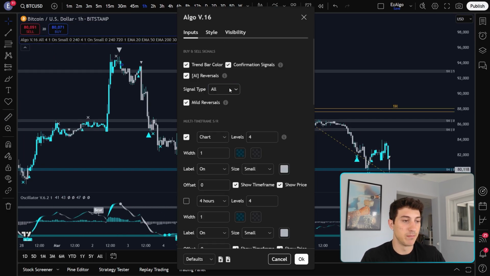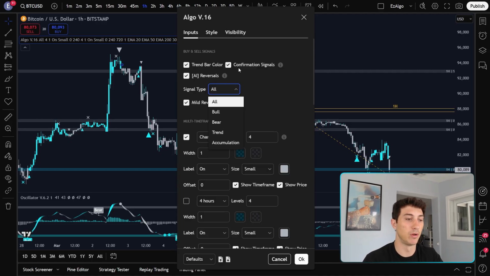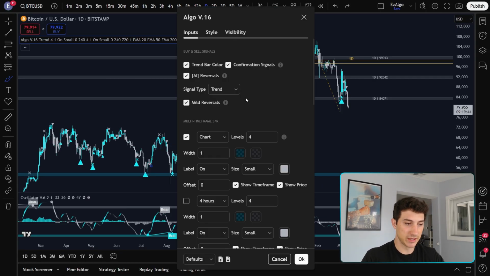Now, we have a bunch of different modes on the AI reversal. We have all, which is what I would recommend. That's going to be the bull and the bear. We have trend, which just shows these signals based on the current trend of the market. I don't personally use trend, I just stick with all. And then we have the accumulation.